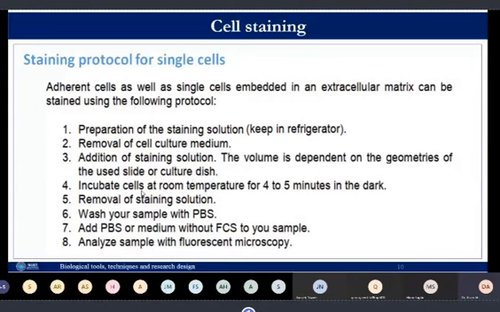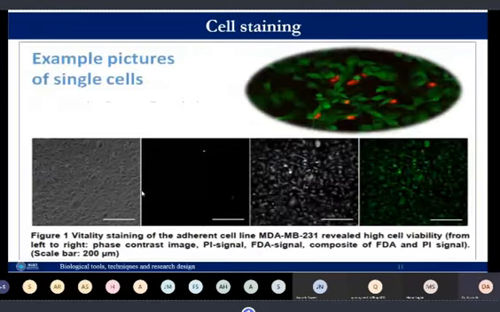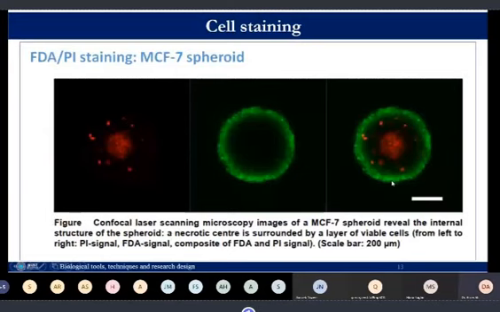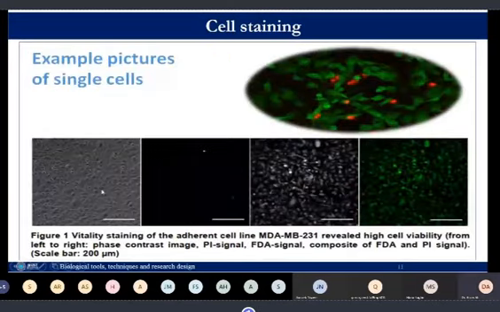So this is how the staining looks like. Here at the bottom you can see the 4 images. 1, 2, 3, 4. Yes, here. So this one, left to right, the first one, is the phase contrast image of your sample. And the second one is the PI signal. There are just 1 or 2 that you can see here.